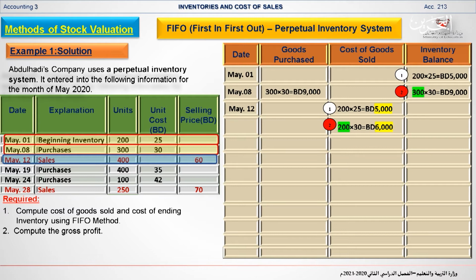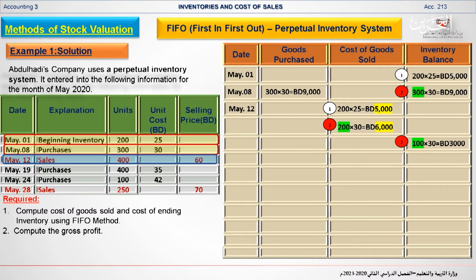As I explained before, in perpetual inventory system, the inventory cost balance has to be updated after each transaction. So, the inventory cost will equal to remaining inventory units from purchases on 8th of May multiplied by unit cost, 100 multiplied by 30 equals to 3000 BD.